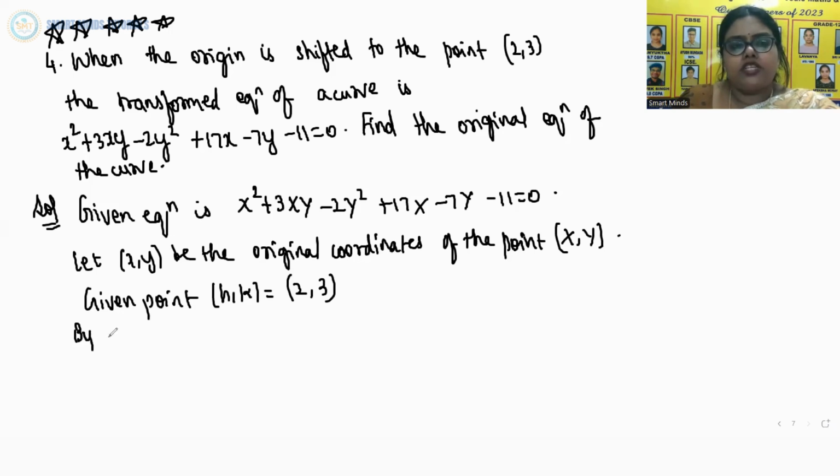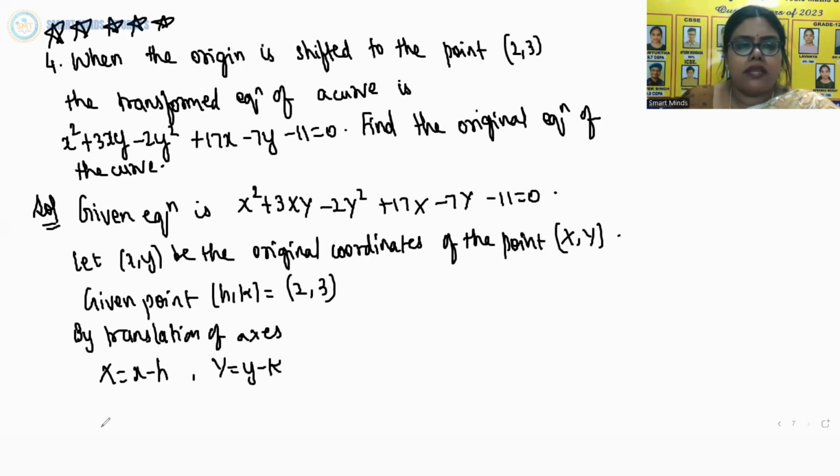Now by translation of axis we need to take the new coordinates formula. So what is the new coordinates? Capital X is x − h. Capital Y is y − k. So capital X is x − 2. Capital Y is y − 3.